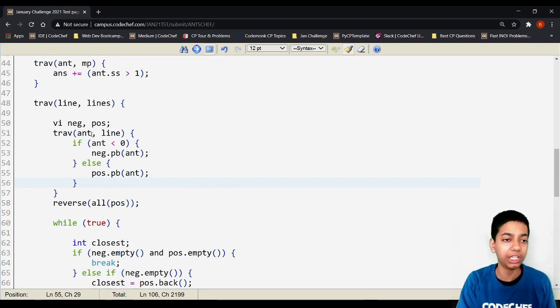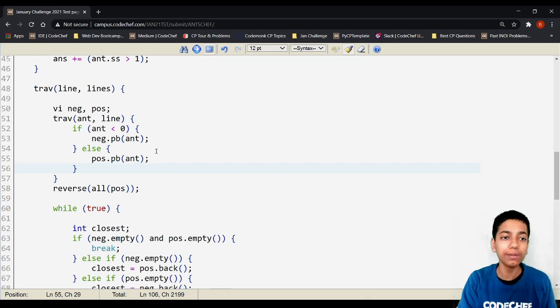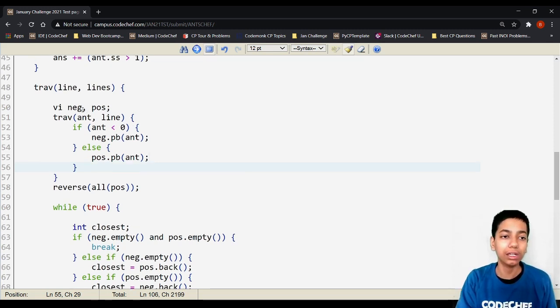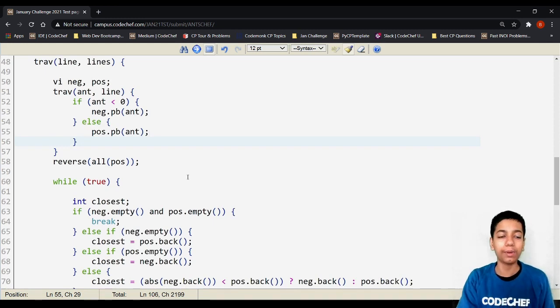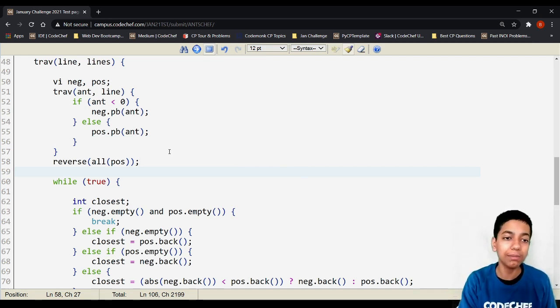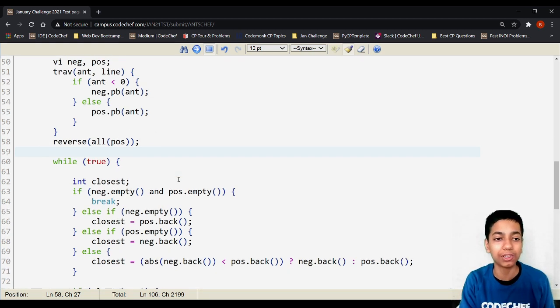Then traversing each line and maintaining two vectors, negative and positive, where negative stores the ants on one side of the origin and positive stores the ants on the other side. Then just pushing them. And remember, we are going to leverage the fact that in the constraints it was given that for each line, the ants will be given in sorted order. What this basically means is that we don't need to sort again, but we want the closest ant to the origin at the back of the vector. Since pushing back appends to the back, which makes the farthest ant come to the back, we are going to reverse this positive vector.